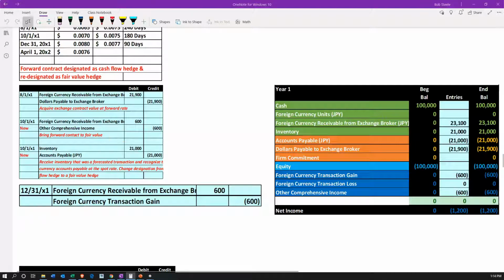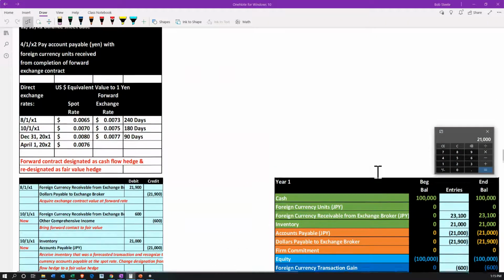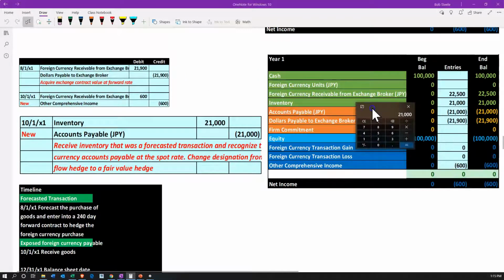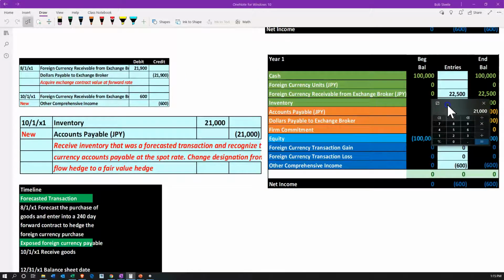So we're going to do the same thing. We're going to be revaluing the receivable up top. We're also going to be revaluing the payable down here. We're not going to be revaluing the dollar payable to the exchange broker because that's in dollars. So let's go ahead and do this one. We're going to do this 23,100. That's it after we've already recorded our transaction. So let's look at the prior slide to see where it was before this change takes place, which is this 22,500.